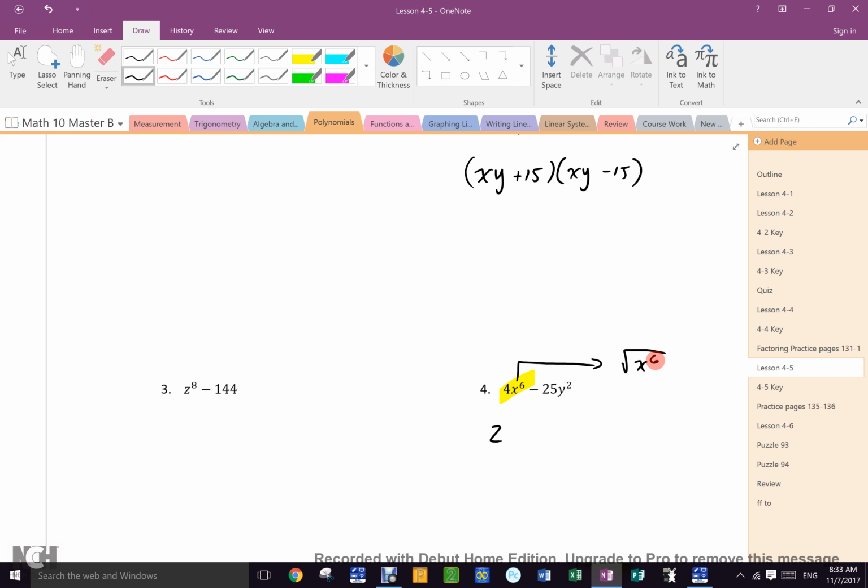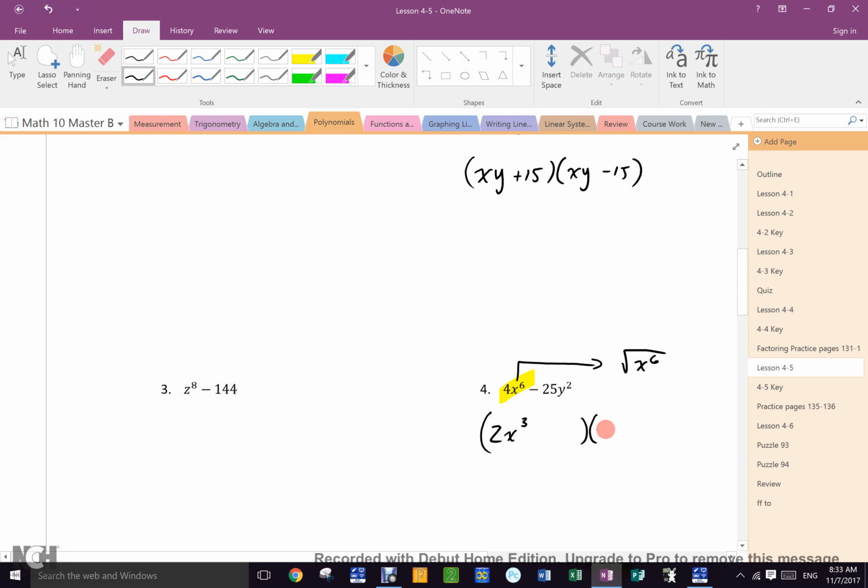Of the 30 of you, somebody should be able to tell me the square root of x to the 6th, considering you're having a test on it tomorrow. Yes, of course it is x cubed. Why? I'm looking for groups of 2, am I not? How many groups of 2 can I get out? 3 of them. So it's 2x cubed.